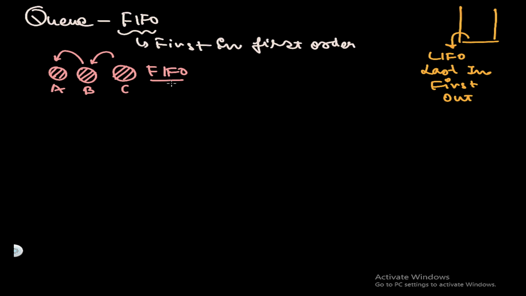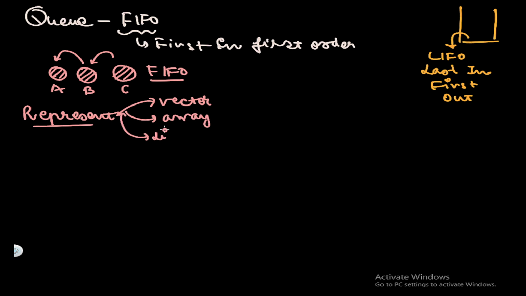Okay. Now we understood the concept of FIFO order. Now let's try to analyze the concept of queue data structure. How do we represent it? To understand this, we can represent a queue with the help of vector, with the help of array, with the help of linked list. But linked list is not much used as compared to array because of the much costlier operations of move and all that. So let's talk about array first.